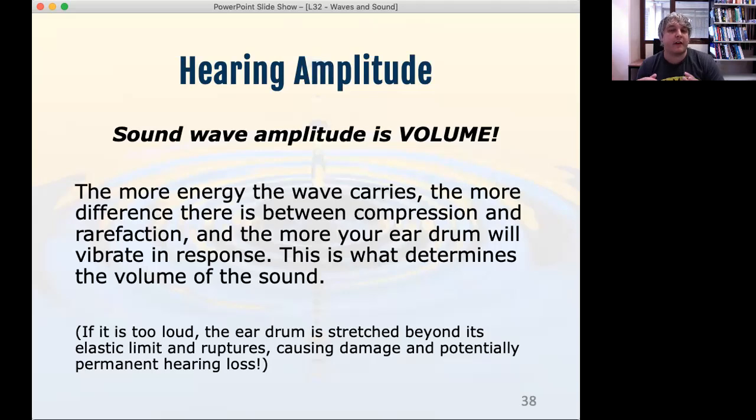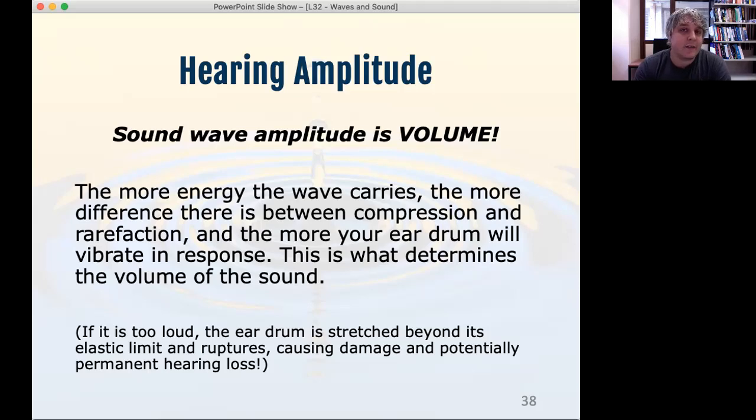And then the rarefaction is a lot lower pressure, so your eardrum will move out a lot more. So it causes your eardrum to vibrate with a greater amplitude, which causes the sound to appear louder. And of course, if the sound gets too loud, then that eardrum is simply stretched beyond its elastic limit, it ruptures, and it causes damage and potentially permanent hearing loss, which is why you don't want to subject yourself to overly loud sounds. It's a very real danger.